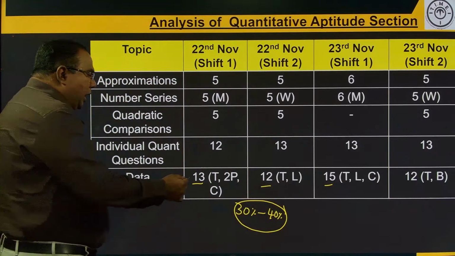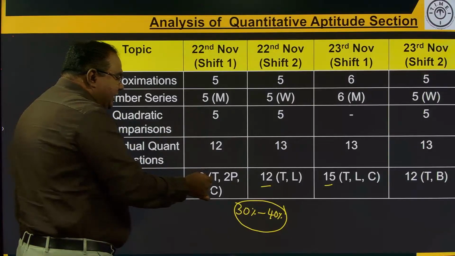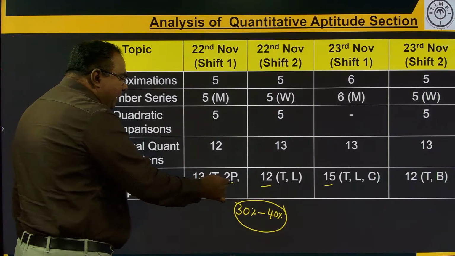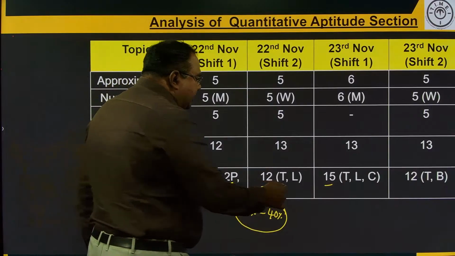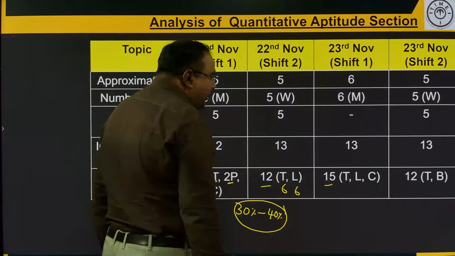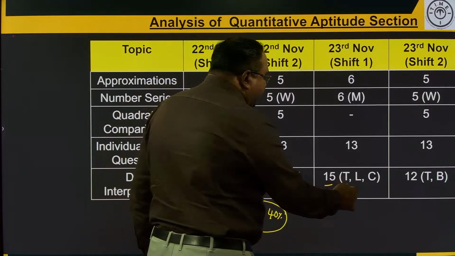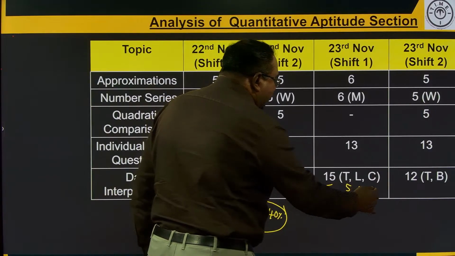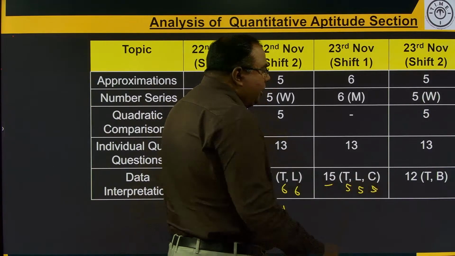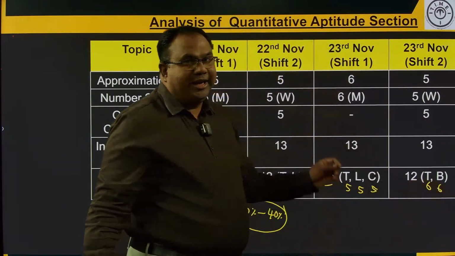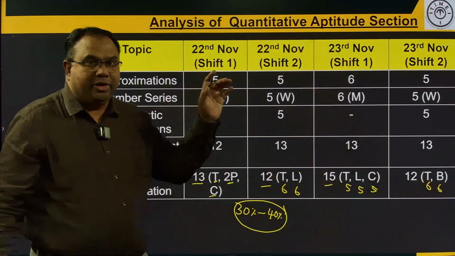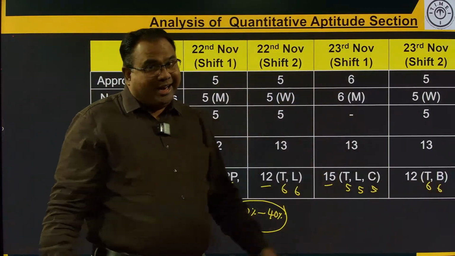Now, in shift 1 we have 3 sets: table, double pie chart (2P stands for double pie chart), and caselet. Then 12 questions: 6 questions on table, 6 questions on line graph. Then 15 questions: 5 questions on table, 5 on line graph, 5 on caselet. And 12 questions: 6 questions on table, 6 on bar graph. We will look in detail at what was present in data interpretation in the next slide.